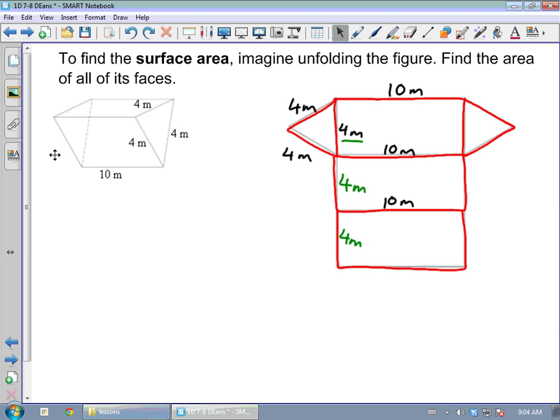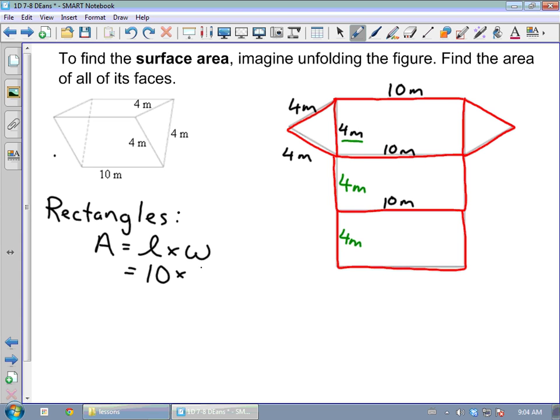So to calculate the surface area, we just have to find the area of each of these shapes that make this up and add them together. We've got three rectangles that make up the sides. How do we calculate the area of these rectangles? The area of a rectangle is length times width. We know the length of our rectangles is 10. The width is 4. So each one of these has an area of 40 meters squared.